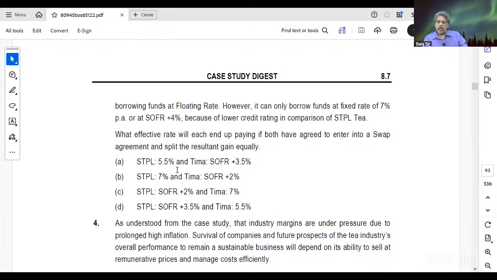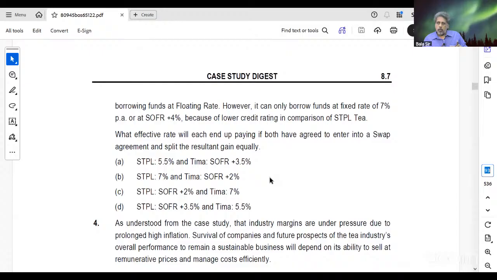Now check the variable rate of interest or floating rate. What is the floating rate for you? It is SOFR plus 2% for you, right? Yes, sir. If I borrow money at floating rate, what is the rate? SOFR plus 4%. Now tell me, if we borrow money at floating rate, you pay how much? You pay 2% less than me. Yes or no? And I'm paying 2% more than you. Got it?